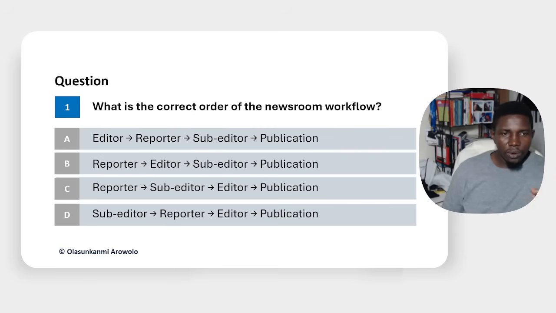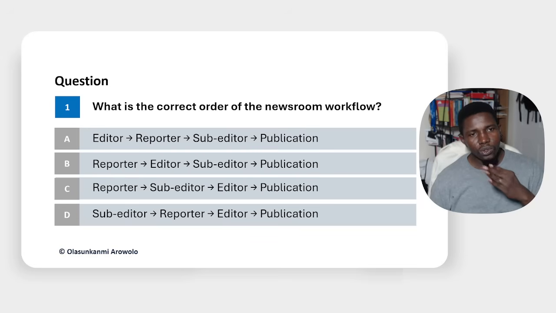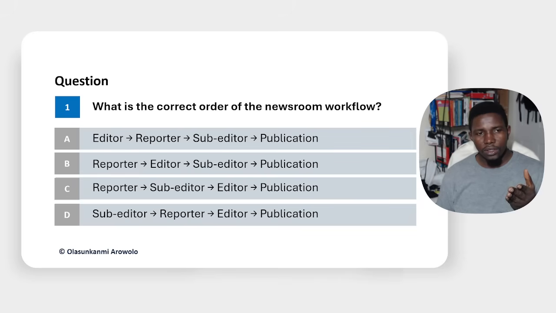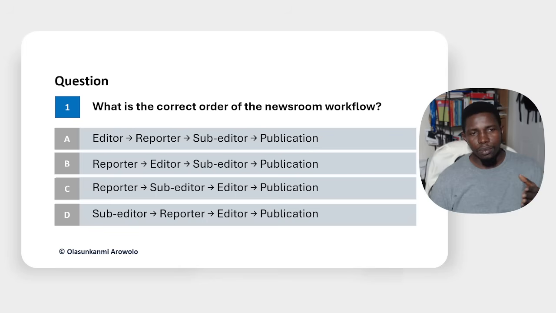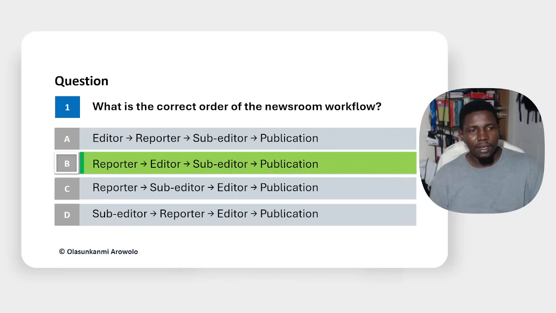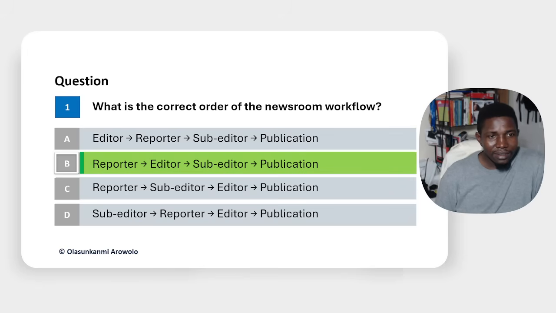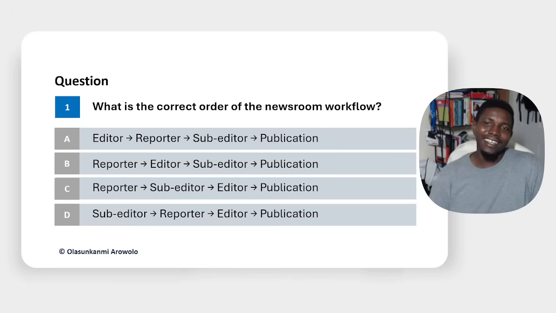What is the correct order of news workflow? Is it A, editor, reporter, sub-editor, publication; reporter, editor, sub-editor, publication; reporter, sub-editor, editor, publication; or sub-editor, reporter, editor, publication? The answer, could it be this? That is wrong. It can't be that. Think again. What would it be?